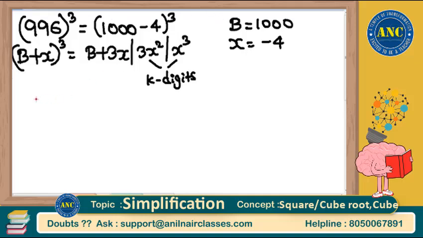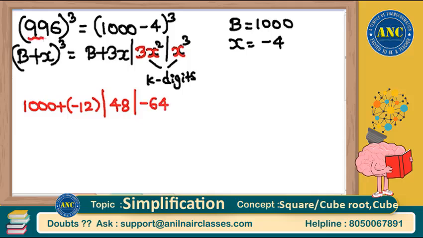Now see here, sir. If I substitute, the b value is 1000. 1000 plus 3 into minus 4, it is minus 12. Then slash 3x square: x is minus 4 whole square, which is 16, and 16 into 3 is 48. The last place is x cube: minus 4 whole cube is minus 64. Now think logically. 996 is a positive number. If I cube a positive number, will I get a negative, sir? No, I will definitely not get a negative if I cube a positive number. That means I don't want this negative sign. I should convert this negative to a positive sign.